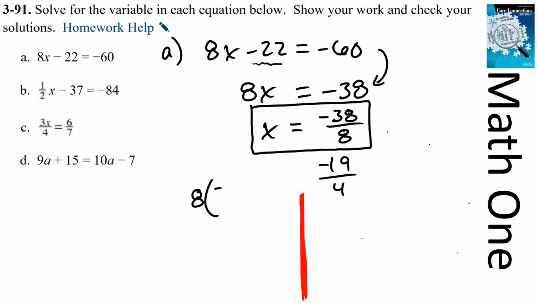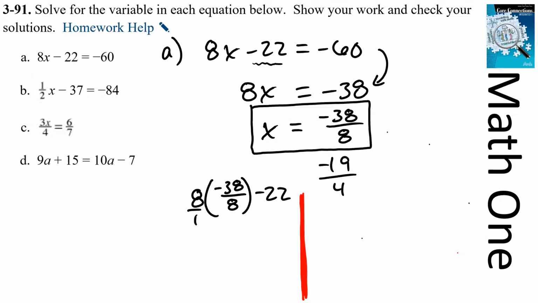Now, I know x simplifies to negative 19/4, but that's the same as negative 38/8. I think I like to leave it that way. Then I'm going to subtract 22 from that. The reason why I like writing it as negative 38/8 is if I do the multiplication, notice I get a giant 1 with an 8 in both the numerator and an 8 in the denominator.